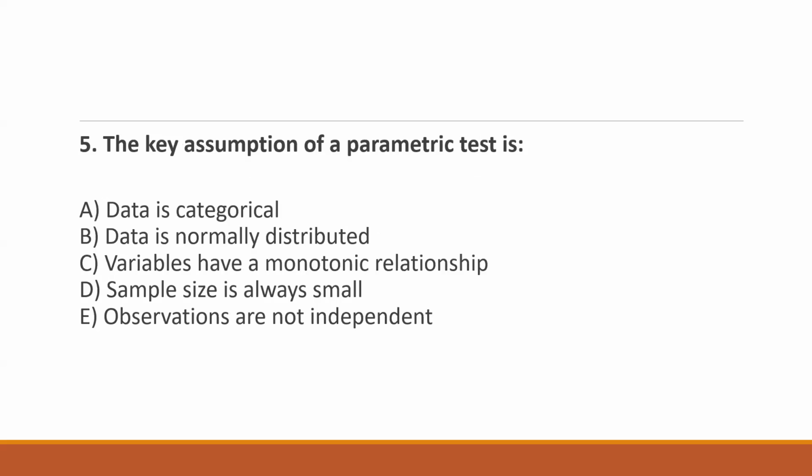Question 5: the key assumption of a parametric test is: data is categorical, data is normally distributed, variables have a monotonic relationship, sample size is always small, or observations are not independent? Normal distribution. Yes, it is B, data is normally distributed.